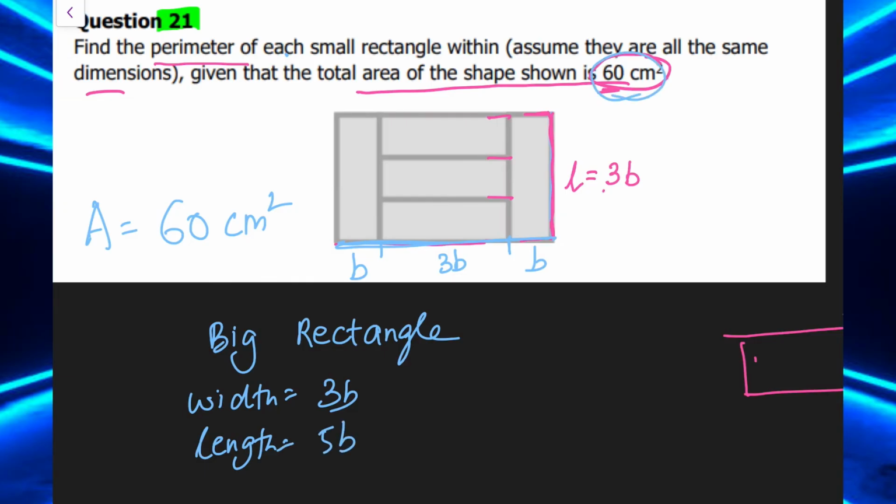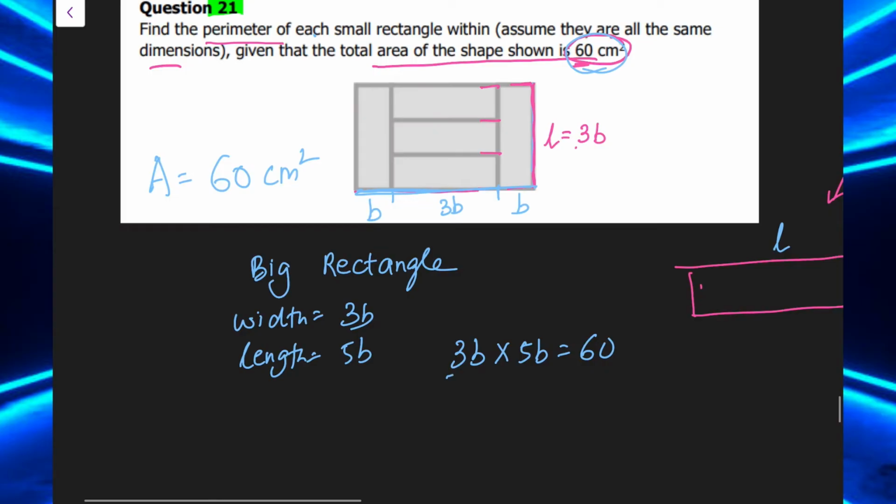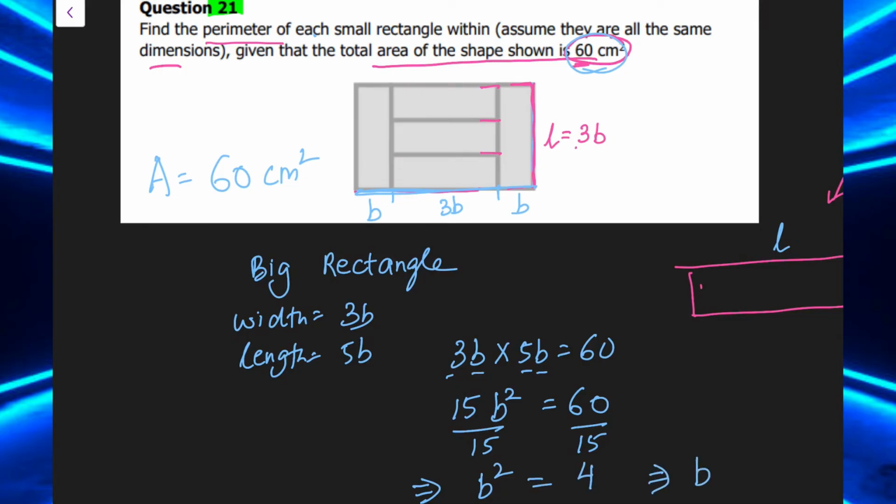Now we already know the area is 60. That means 3B times 5B must be 60. Now solving this, 3 times 5 is 15, B times B is B square, equals 60. We can divide both sides by 15, which means B square equals 4. Taking the square root of both sides, B equals root 4, which is 2, since we are only accepting a positive value. So our answer for B is 2.